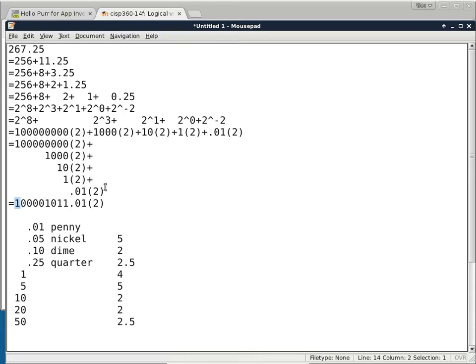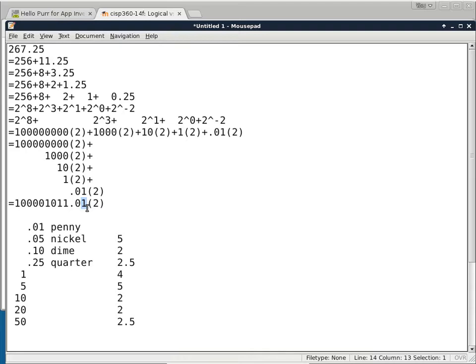On the other side, we have 0 half dollars. And then we have 1 quarter. Okay? So if you look at it that way, the digits make sense too. Each one is just telling you how many of these things we have.